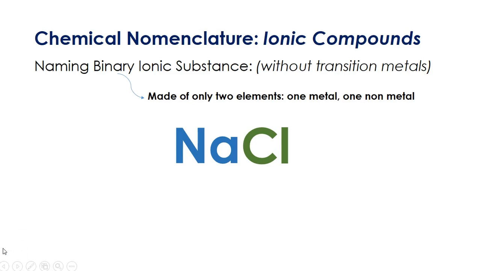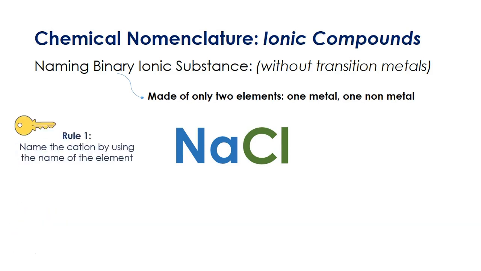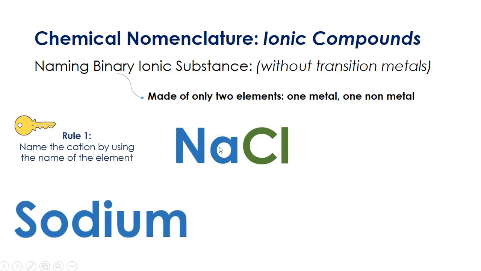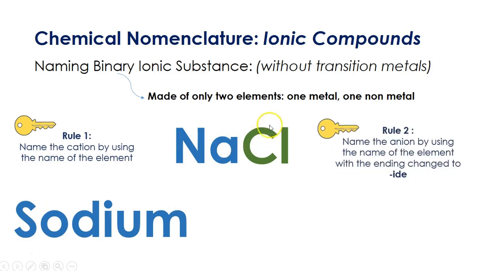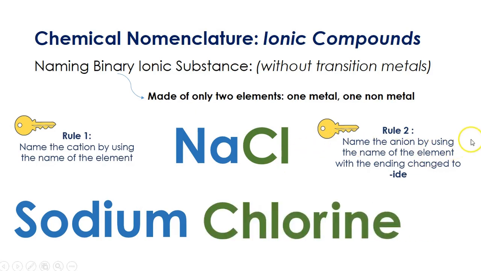So let's talk about the rules now of how to name this ionic compound. The first rule is you want to name the cation, and if you remember, the cation is the positive ion, and you want to write the name of that element. Our cation here is sodium, so we're just going to write sodium. The second rule is, now you want to name the anion by using the name of the element, and if you remember, an anion is the negative ion, but we want to make sure to change the ending to "ide." So we know Cl is chlorine. Using rule number 2, we want to take away the ending and add the ending "ide." So the full name of this ionic compound is going to be sodium chloride.